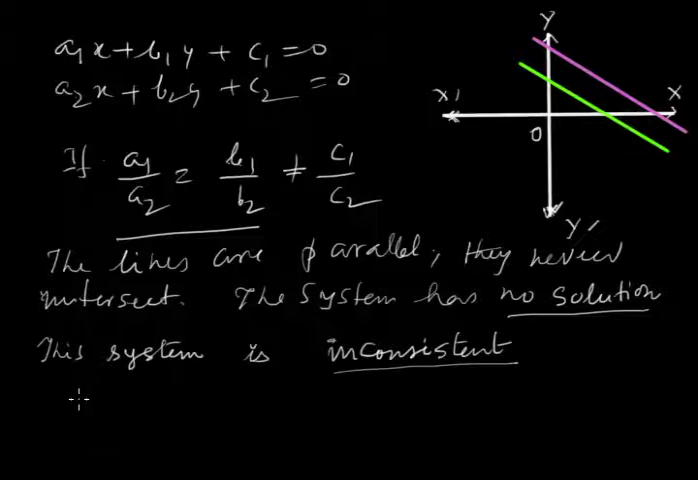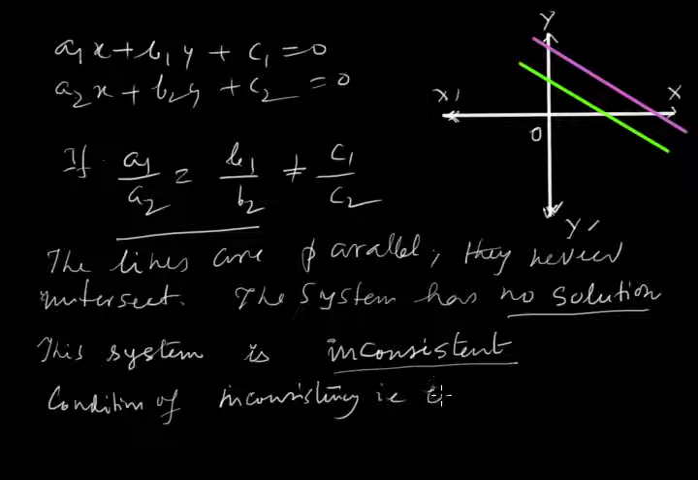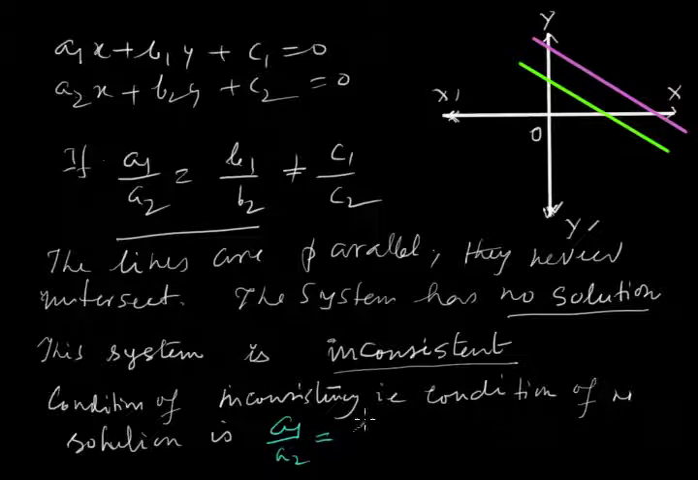So the condition of inconsistency, the condition of no solution, is a1 by a2 equals b1 by b2 not equal to c1 by c2.